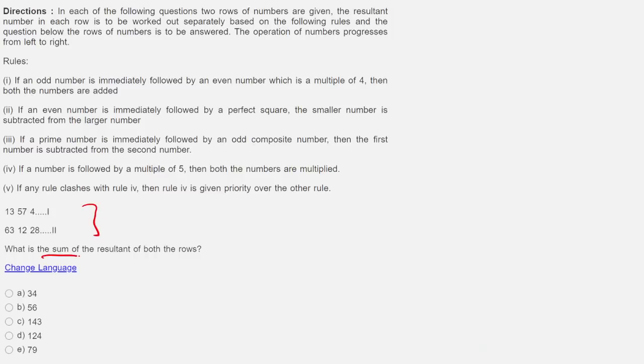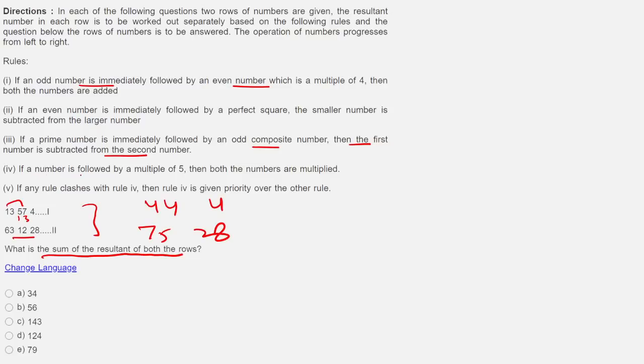What are they asking? What is the sum of the resultant of both the rows? What is given? If an odd number is immediately followed by an even number which is a multiple of 4, yes, this is happening here. Then both the numbers are added. So 63 plus 12 is 75, 28. Now, if an even number is immediately followed by a perfect square, no, it's not coming. If a prime number is immediately followed by an odd composite number, which is this case, the first number is subtracted from the second. So 57 minus 13 I'll have to do, which is 44, and then I have a 4.